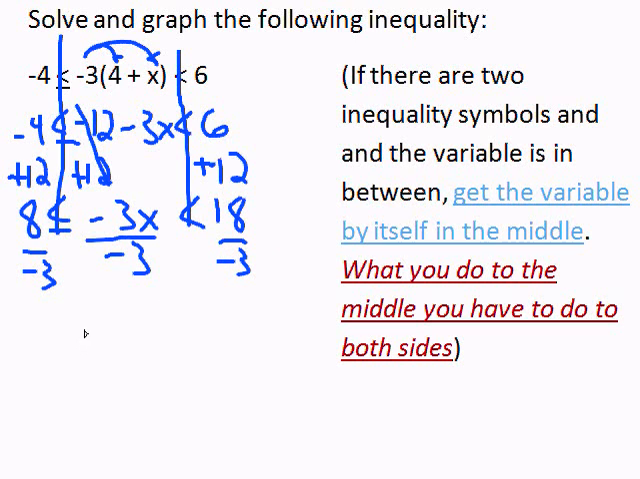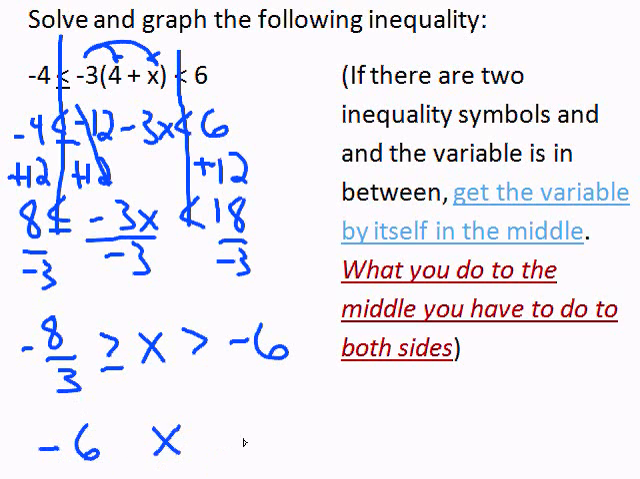Since I divided by a negative, my inequality symbols change directions. I have negative 8 over 3 is bigger than or equal to x, which is bigger than negative 6. Typically you'll see this written in order from least to greatest. Since negative 6 is less than negative 8/3, you'll typically see the answer written like this instead, where you see that x is bigger than negative 6 and x is less than or equal to negative 8/3.